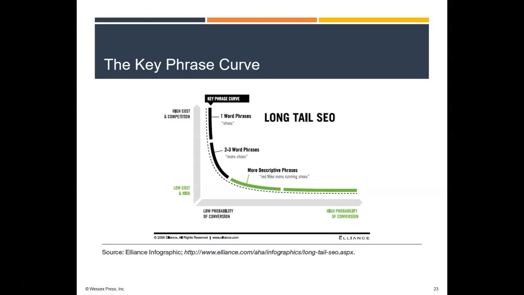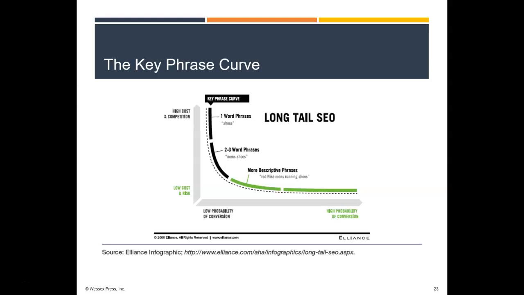The key phrase curve, long tail SEO. So long tail, as we said, is when you start at one place and it leads you through, and it continues to lead you through to things that are connected together. The long tail approach. Now, this is long tail SEO.